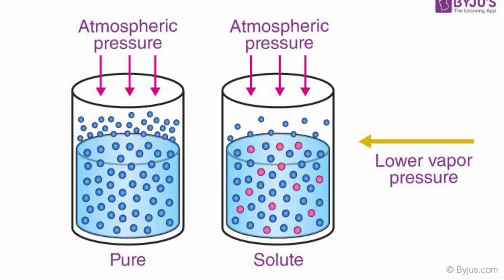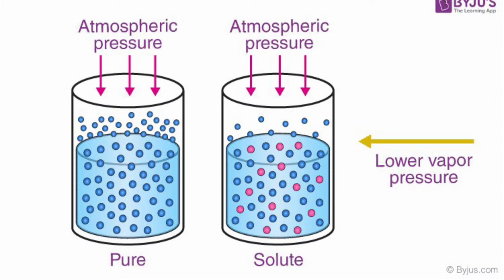If P0 is the vapor pressure of a pure solvent and PS is the vapor pressure of the solution, the difference P0 - PS is termed the lowering in vapor pressure. The ratio (P0 - PS) / P0 is known as the relative lowering of vapor pressure.